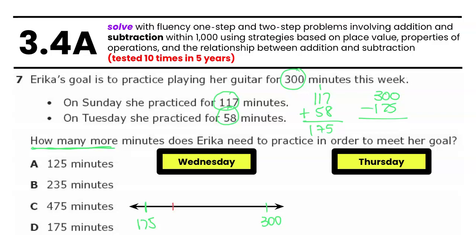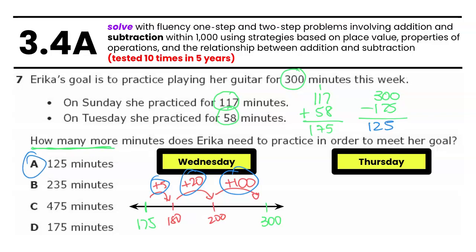Maybe the first way would be to go up to 180, so that would be a jump of 5. Then maybe you could jump up to 200, and so that would be a jump of 20. And then finally, you could go another 100, and then add up those 3 jumps in order to get the difference in this particular problem. And so 100 plus 20 plus 5 would of course be 125, which would give us an answer of A.